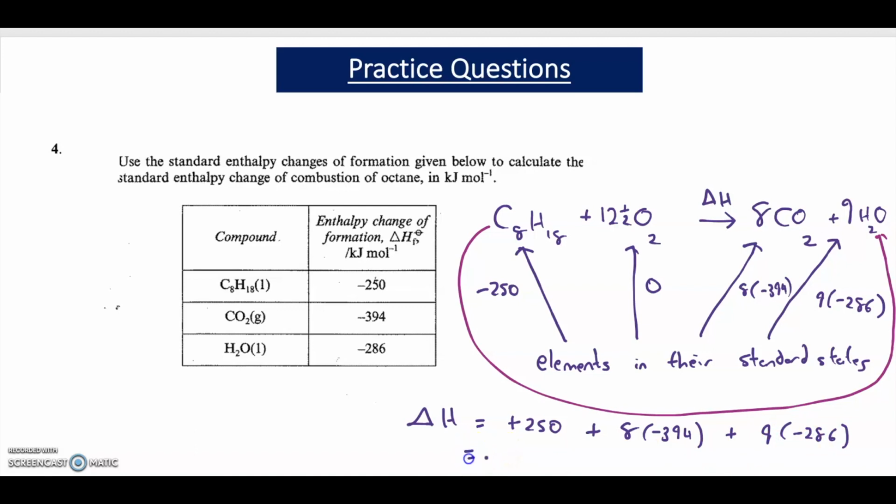Now if we simplify this, delta H for this reaction is equal to 250 kilojoules per mole minus 3,152 kilojoules per mole minus 2,574 kilojoules per mole. And that will give me a final answer equal to minus 5,476 kilojoules per mole. And you can see that it's a minus value for delta H, so it's an exothermic reaction.